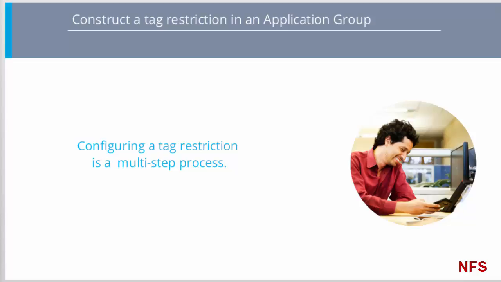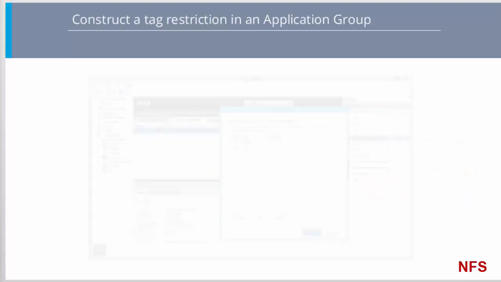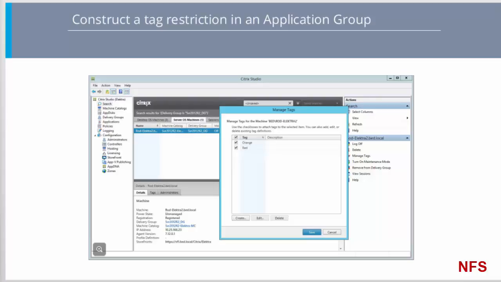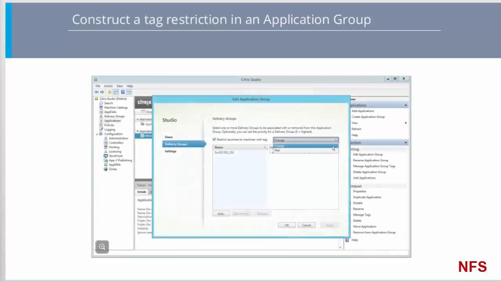Configuring a tag restriction is a multi-step process. Here we will look at the high-level steps when creating a tag restriction in an application group. Create the tag and then add it to the machines that will be affected by the tag restriction. To add a tag restriction to an application group, create or edit the application group. On the Delivery Groups page, select the option Restrict Launches to Machines with the tag and then select the tag from the drop-down.